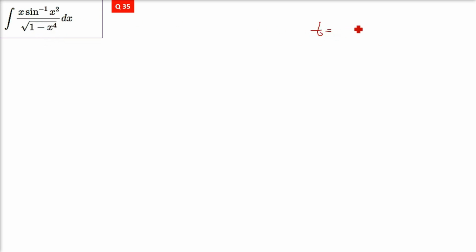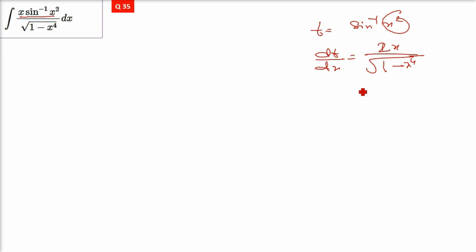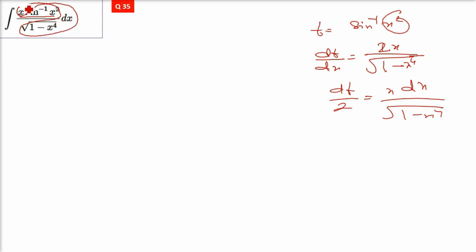That is, if you just place t equals sine inverse x square, dt by dx will give you 1 by under root 1 minus x square whole squared, so x raised 4, and differentiation of x square will be 2x. So this dt by dx, or you can say just dt, will be equal to 2x divided by under root 1 minus x raised 4 into dx. So x dx will be there, under root 1 minus x to the power 4. This whole you are going to get x dx divided by under root 1 minus x raised 4.